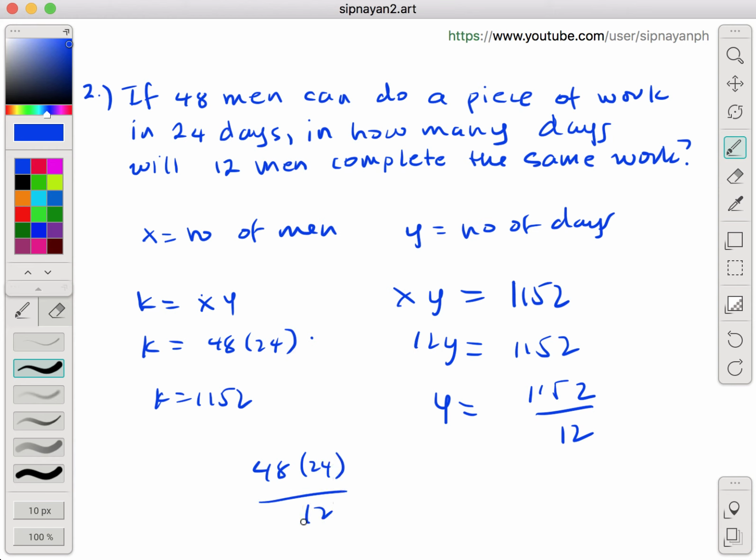Para madali mag-cancel. So pwede tayo mag-cancel dito, magiging 4 yan. Divide natin by 12, magiging 4 divided by 12, magiging 1. 4 times 24 is 96. No? So, kailangan natin ng 96 days if 12 men will work on this piece of work.